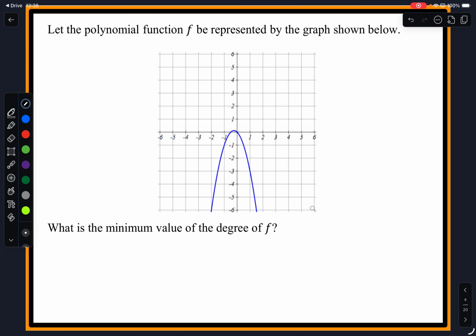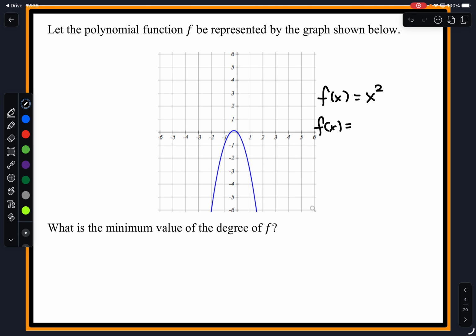In this example, I'm going to discuss how to determine the degree of a polynomial function given its graph. Now, the graph that we have here is a quadratic function. It looks like a quadratic because of the curve. So I would assume that this would have to be something like x squared, if I write it in, again, the parent form.